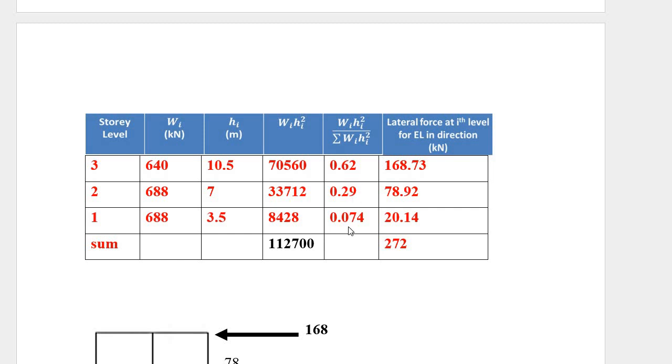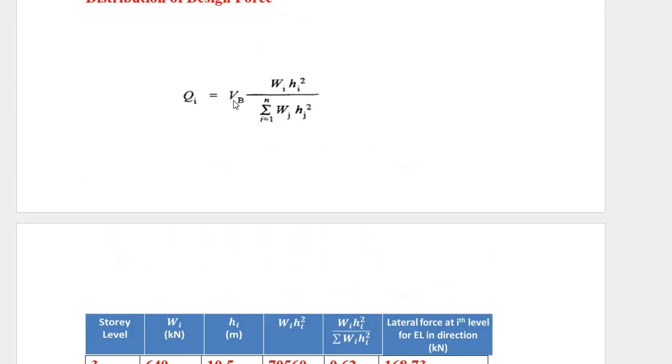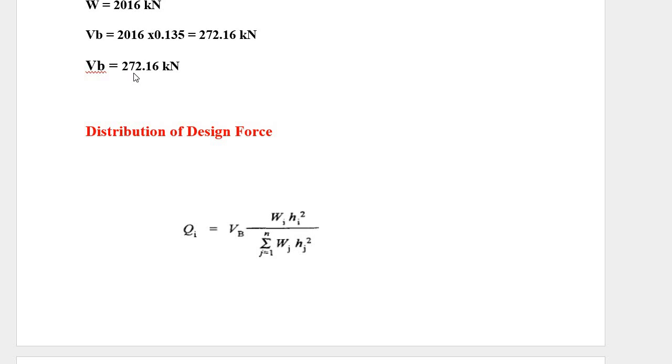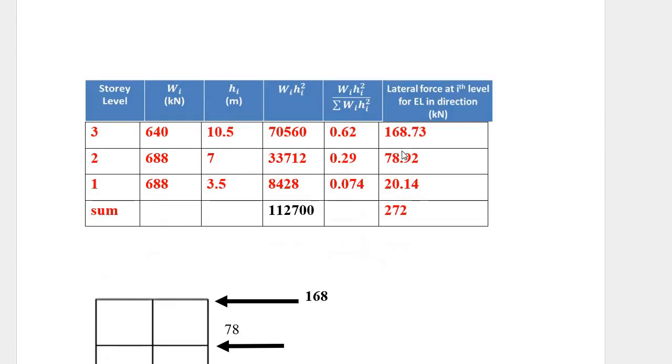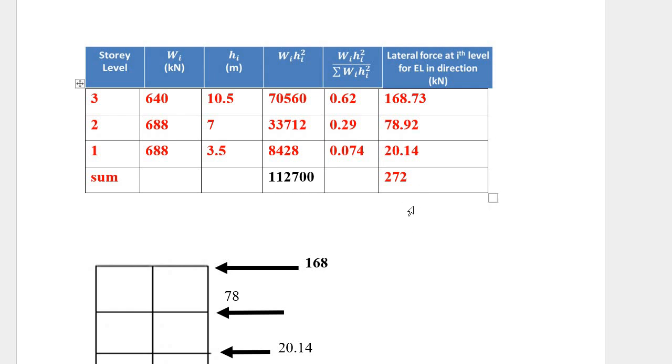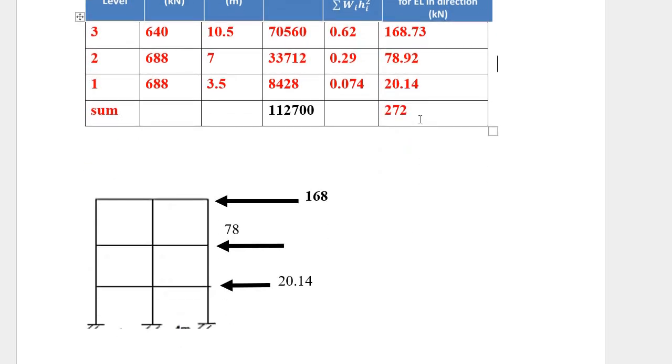Like that, do it for the other values. Next is the lateral force, meaning Qi. The last column is Qi. We have the numerator and denominator. Multiply that with the VB value. So the VB value is 272.16. So these are the values we are getting: 168.73, 78.92, 20.14, and the last value, if we do the summation, we will get 272.